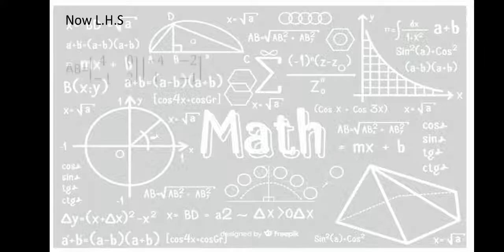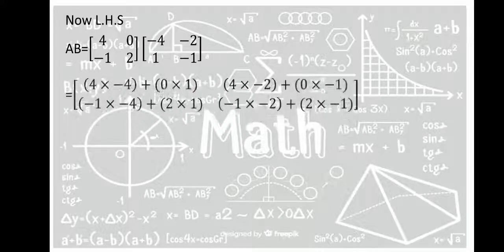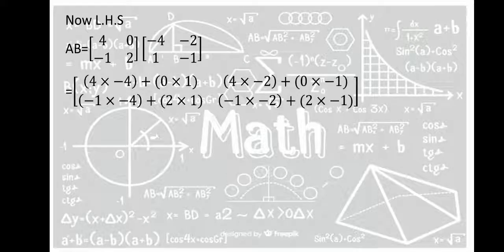Then solving the left hand side, that was (AB) inverse. For that, first of all, find out the product of AB. 4 0 in the first row, -1 2 in the second row, -4 -2 in the first row, 1 -1 in the second row. Following the rules of multiplication, first row will be multiplied by first column and second column in the first line: 4 multiplied by -4 plus 0 multiplied by 1, 4 multiplied by -2 plus 0 multiplied by -1. Now second row will be multiplied by first column and second column in the second line: -1 multiplied by -4 plus 2 multiplied by 1, -1 multiplied by -2 plus 2 multiplied by -1.